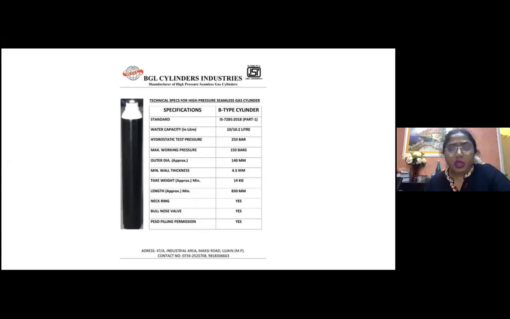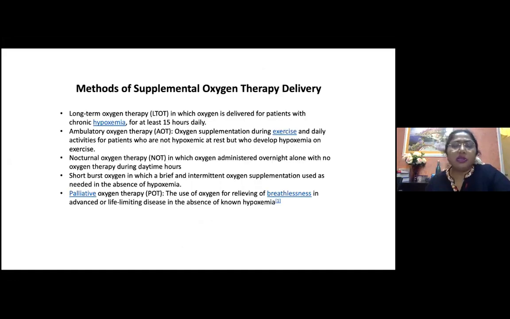And again, the methods of oxygen therapy delivery. If you have the long-term oxygen therapy for patients with chronic hypoxemia, these cylinders would last one cylinder a day, 15 hours. Ambulatory oxygen therapy is during exercise. So patients who are not hypoxemic at rest, but who would need oxygen when they're walking, etc. These are the patients who need ambulatory oxygen therapy. Some patients do need nocturnal oxygen therapy, like those patients with obesity. They need that CPAP, etc.